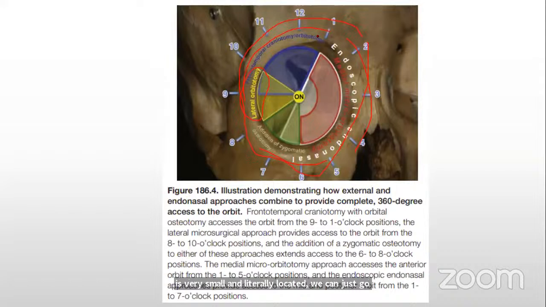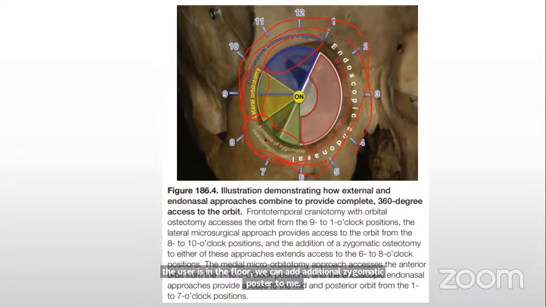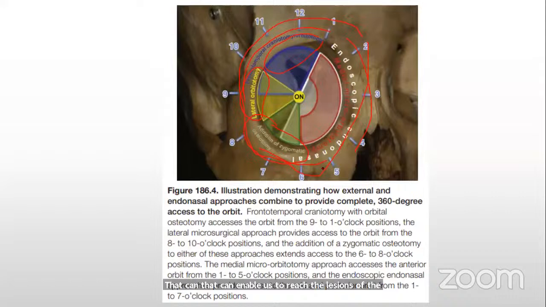And if the lesion is very small and located just in the roof, we can go through a keyhole approach, supraorbital keyhole orbitotomy. If the lesion is in the floor, we can add additional zygomatic osteotomies that can enable us to reach the lesions of the floor of the orbit. We can go through the maxilla to reach the floor of the orbit as well. That's one of the pathways.